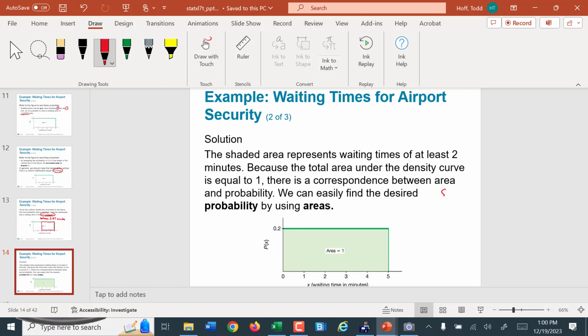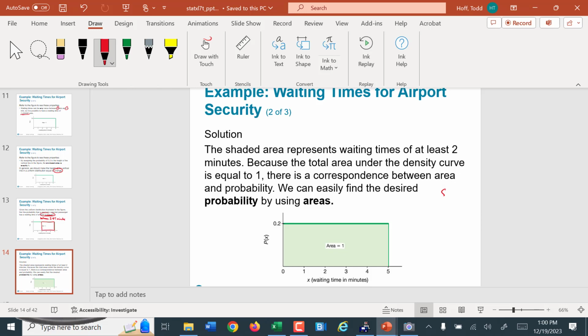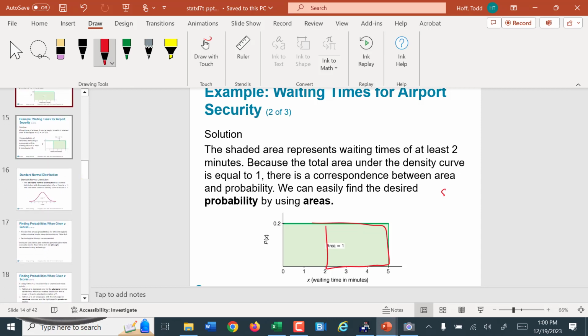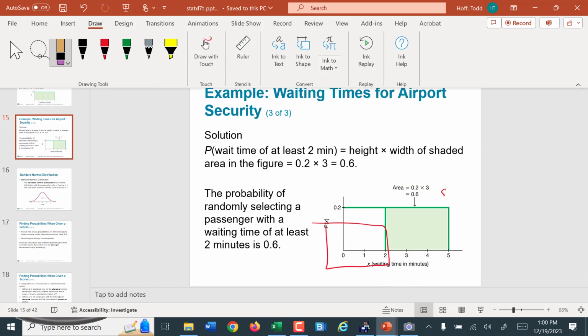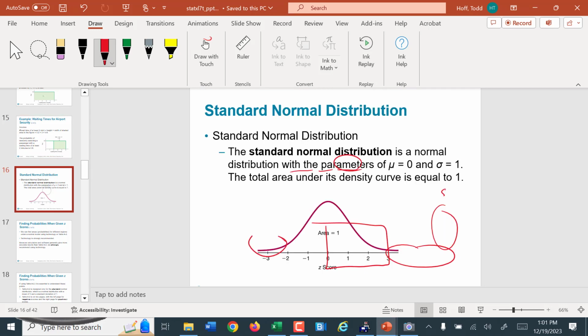So remember, the whole area is 1. We're just looking at the area from 2 to 5 now. So we're looking at finding the area of that rectangle. And there we find it. It is 3 units long and 0.2 units tall. 0.2 times 3 gives us 0.6 probability. So the probability of being greater than 2 minutes wait, or between 2 and 5 minutes, it'd be the same in this case, is 0.6.